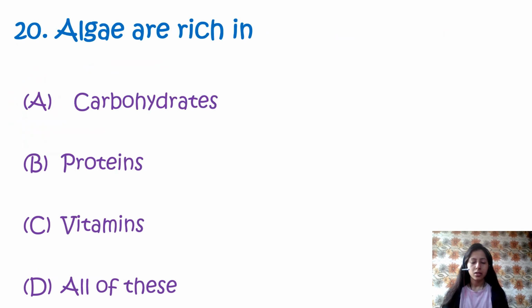Question number 20. Algae are rich in carbohydrates, proteins, vitamins, all of these. Algae, they are rich in several nutrients, जिसमें omega 3, omega 6, omega 7 fatty acids पाया जाता है, vitamin B12, C, E, minerals like calcium, potassium, wide range में carotenoids पाया जाता है. So they are rich in all. So option D, all of these.